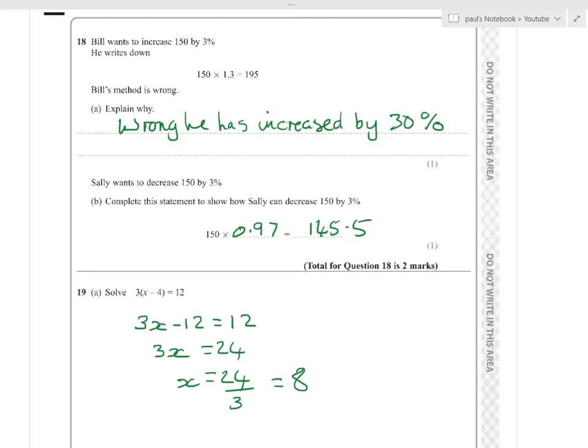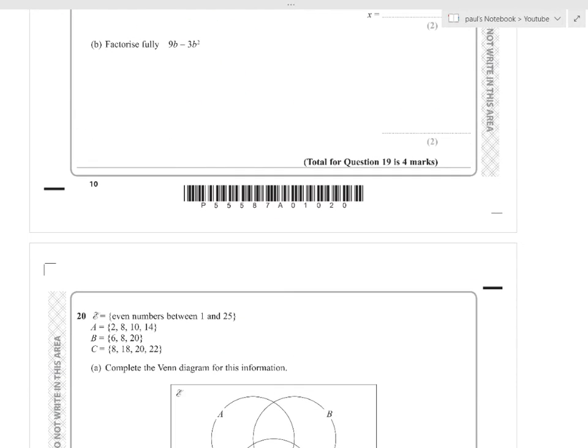So just a quick scan of that. Oh yeah, there's another bit. There's another bit of algebra there. Factorise fully, we can take a 3 outside and we can also take a b outside the bracket. So that will be 3 minus b. Oh, a Venn diagram.